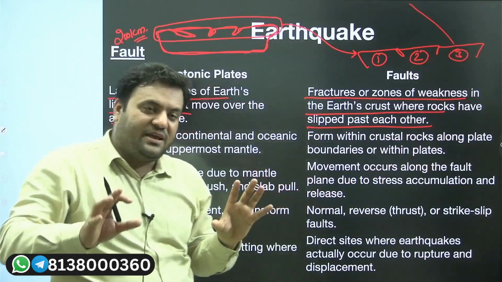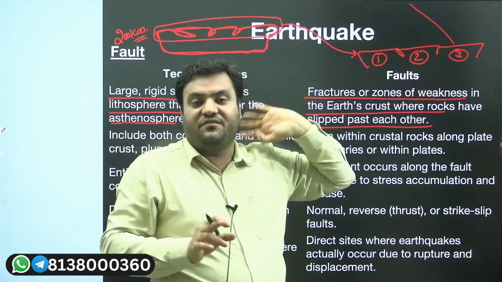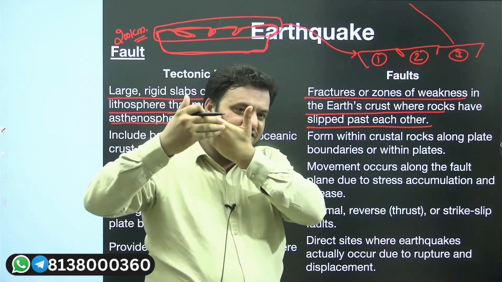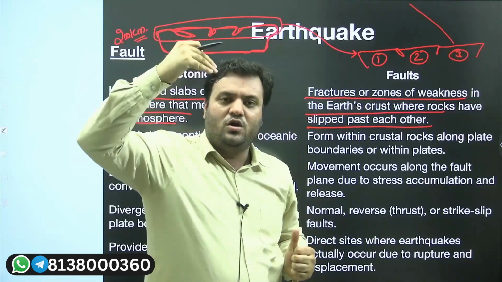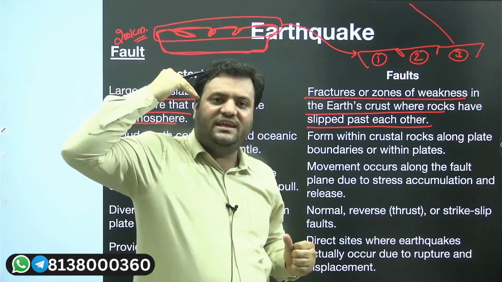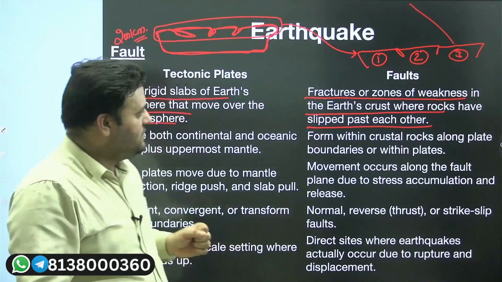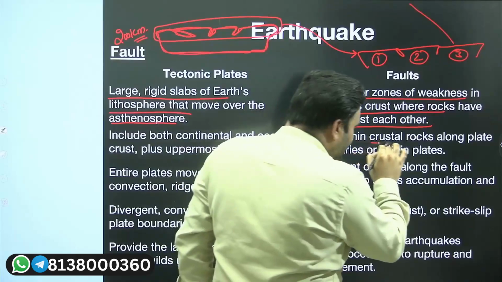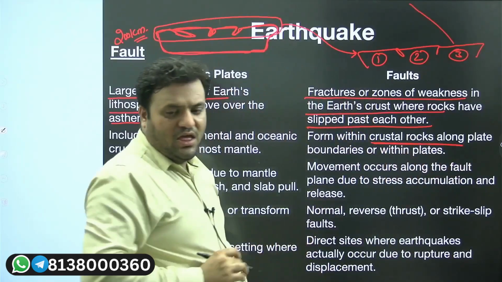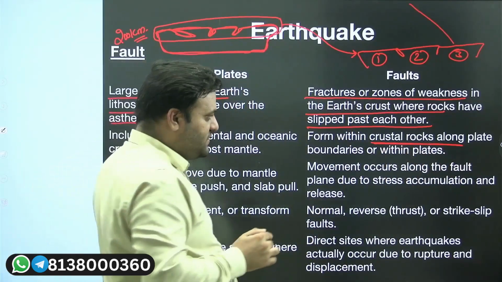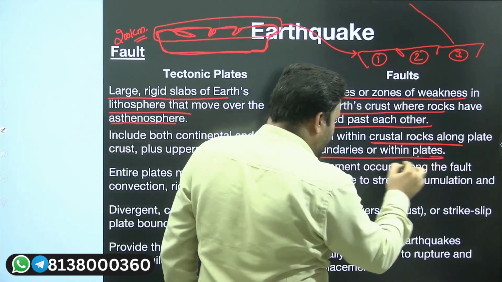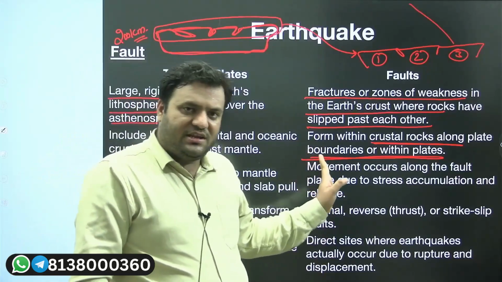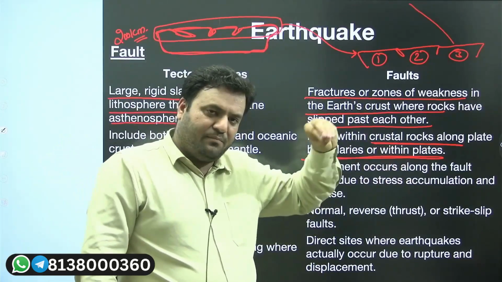So that is based on the interaction of mantle convectional currents with respect to the entire plate, and with respect to the stress which is building up with the successive rock layers and appearing on the surface parts of the plate. And these faults are going to form within the crustal rocks along plate boundaries, and they are also found within the plates as well.